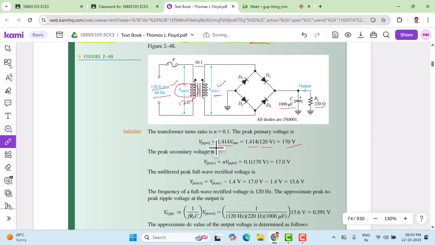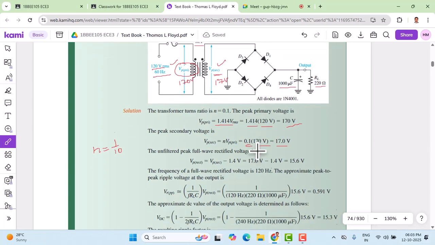To calculate peak secondary voltage, we can use the turns ratio given here. So N is 1 by 10. 1 by 10 gives you 0.1 times the primary peak voltage, which is 170 volts. That gives me 17 volts. So the voltage here is now 17 volts. That is reduced because the diode requires a smaller voltage.